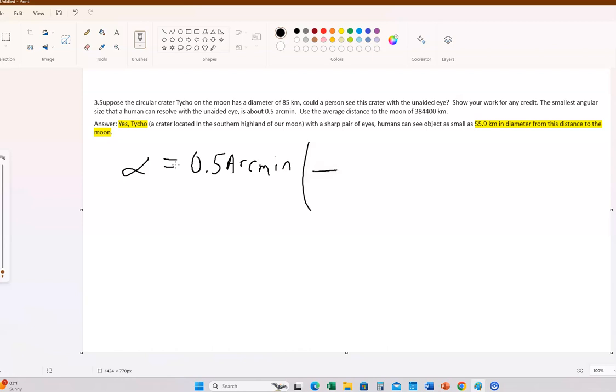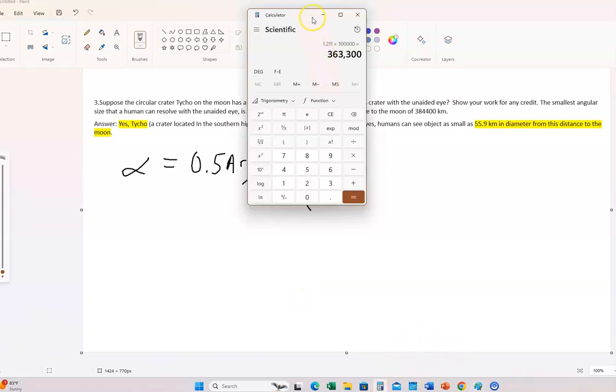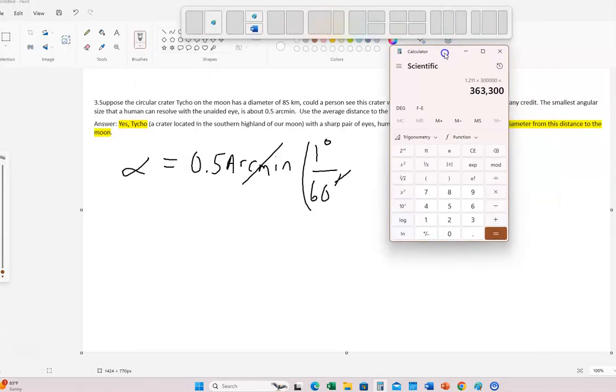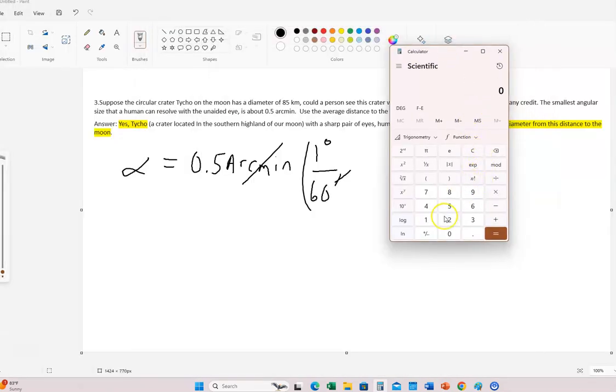We know that in 1 degree, there are 60 arc minutes. I'm just going to use the single hash mark. Remember, the single hash mark and the arc minute mean the same thing. So this cancels this, if you will. This is a really small angle, and we could figure out what that value is. I'll do that real quickly. We take 0.5.